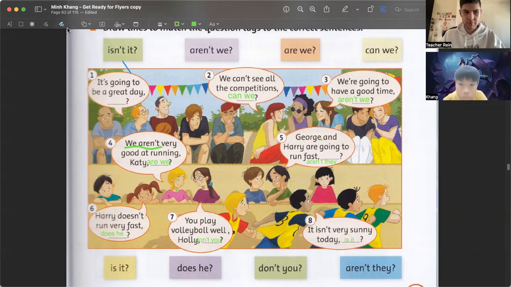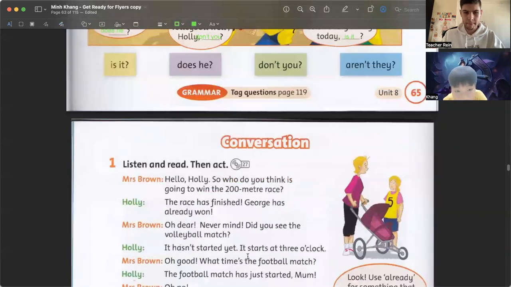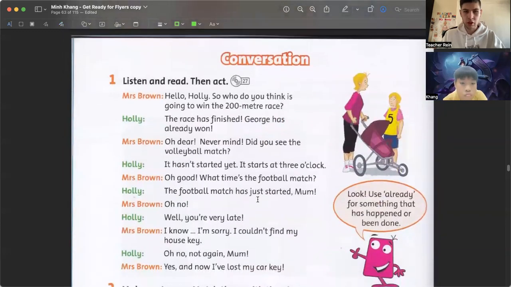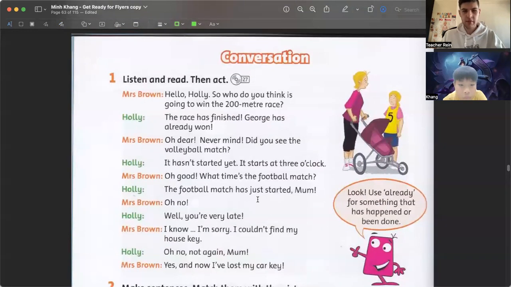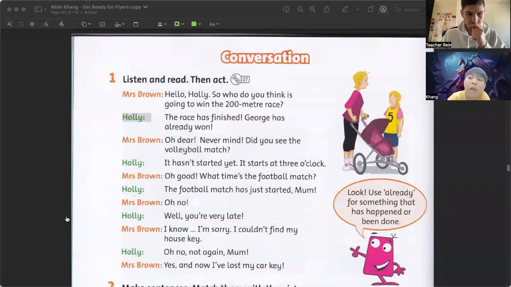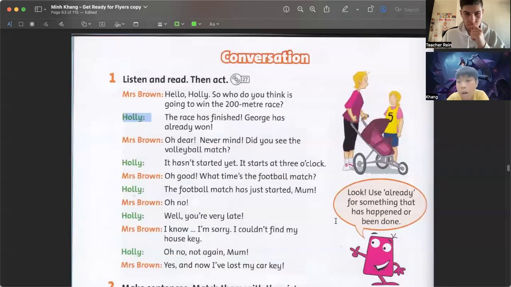Then we are going to look at a conversation. First, we are going to listen to it, and then we are going to act it at the end, just like the other one that we did previously, I think last week. We are going to listen and read this one. I am going to be Mr. Brown, Mrs. Brown, and you are going to be Holly, okay? Great. Listening 27. Listen and read, then act.